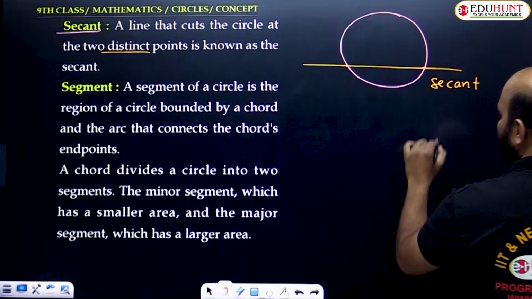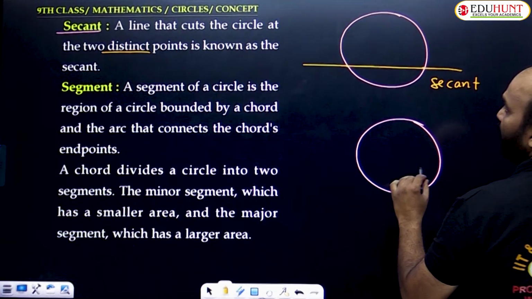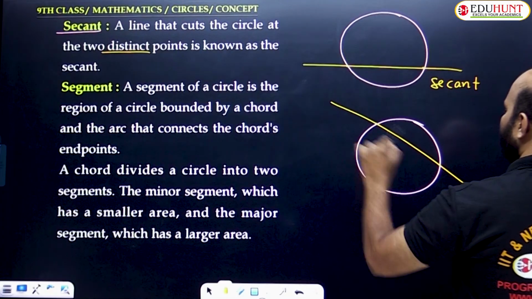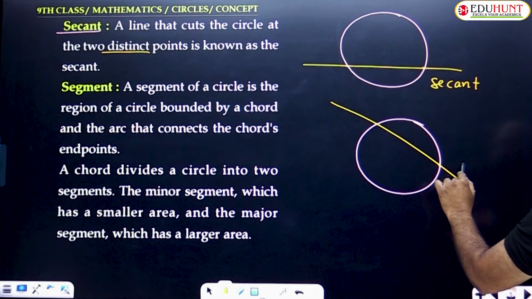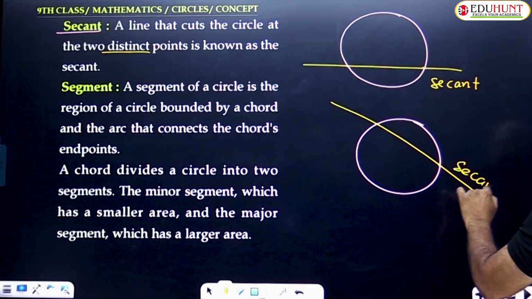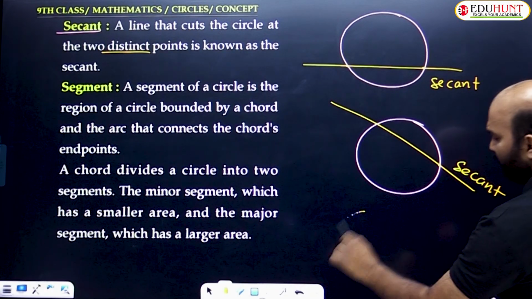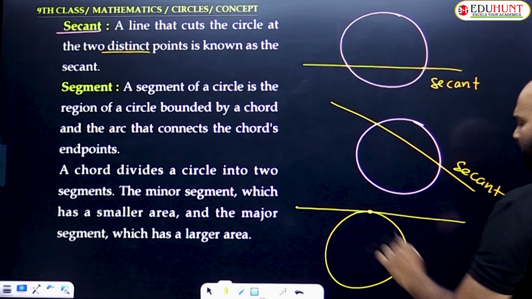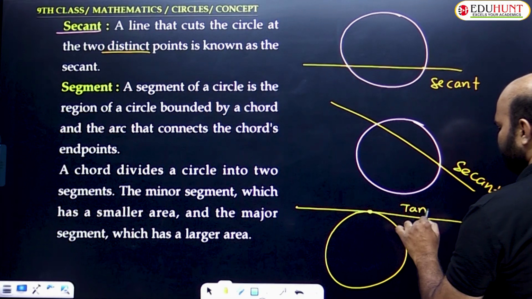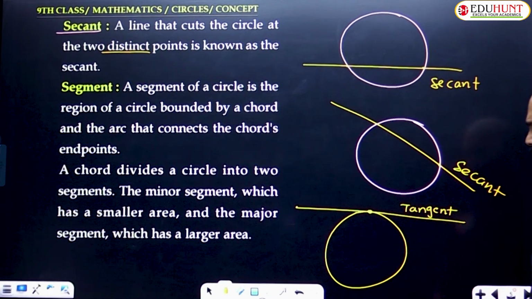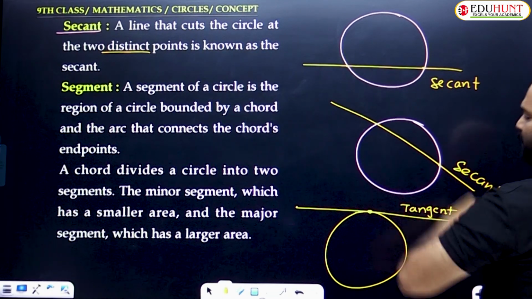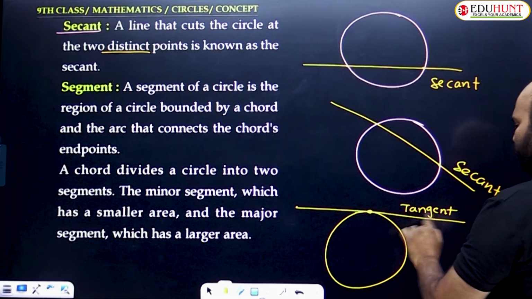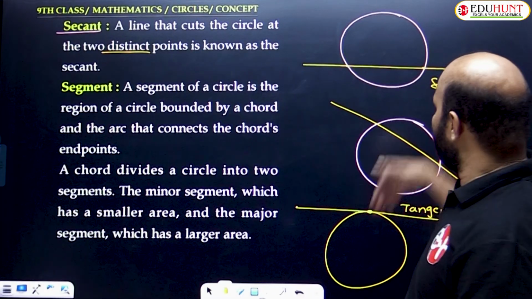So it is also a secant. A line that cuts the circle at two distinct points is known as a secant. So what is a tangent? A line that touches only a single point on the circumference of a circle is called a tangent. That is the difference between them. If it cuts two distinct points, that is called a secant. If it touches only one point, it is called a tangent. That is the difference between secant and tangent.